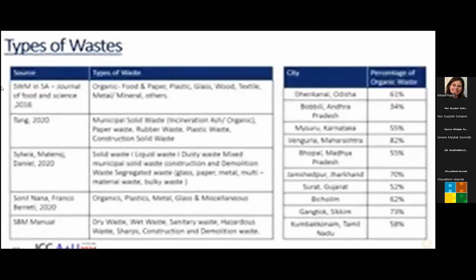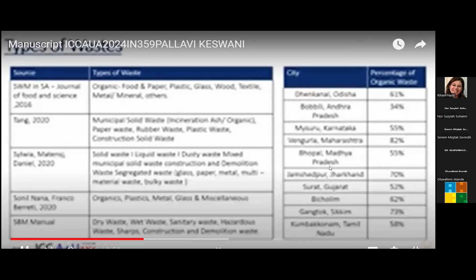So as we can see, when we talk about types of waste, different authors and different manuals have described waste in different categories. But organic waste is something which has the highest percentage in the composition, and it is in every study. As we can see here in the right table, these are the different percentages of organic waste in different cities of India.